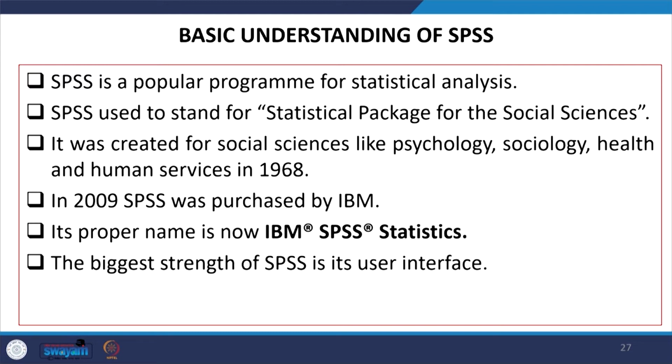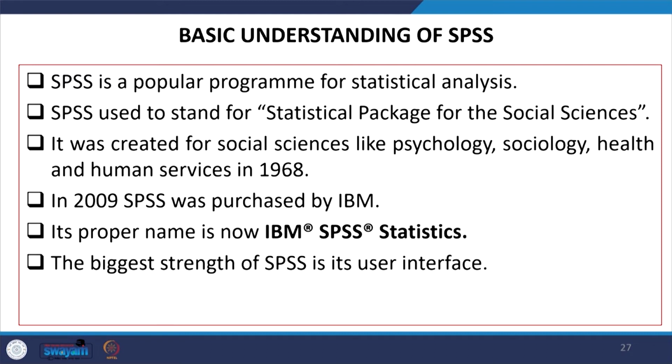Now, I am clarifying what you mean by SPSS and how you should go about it. SPSS, as we all know, is a very popular program and widely applied by social scientists. This is also called Statistical Package for the Social Sciences, and it was created for the social sciences like psychology, sociology, health and health services in 1968. In 2009 SPSS was purchased by IBM. Its proper name is now IBM SPSS Statistics.